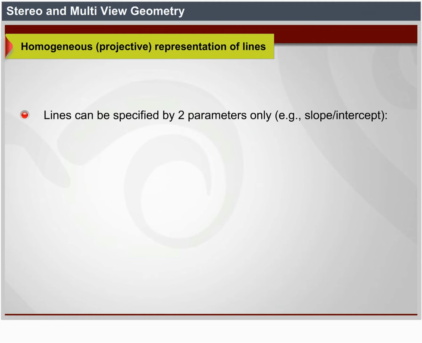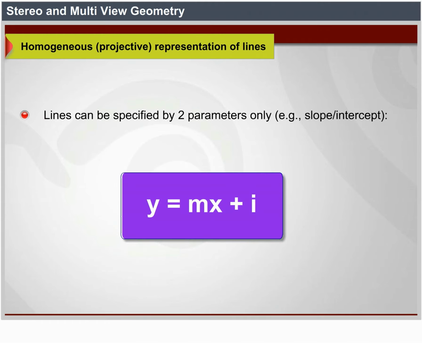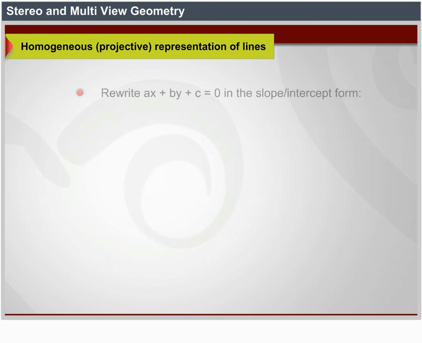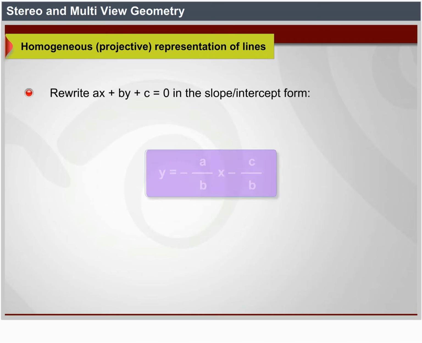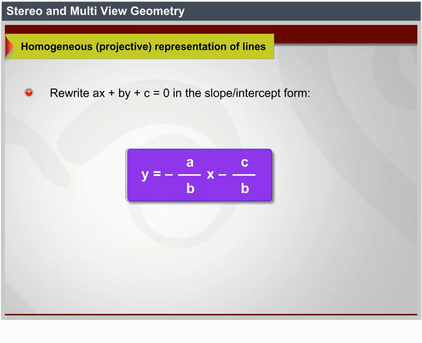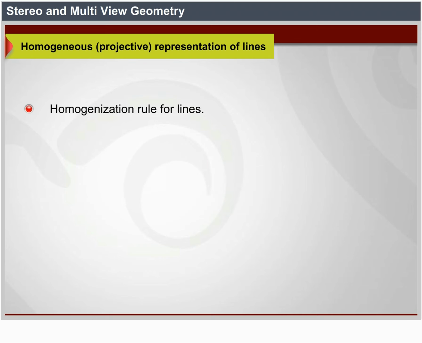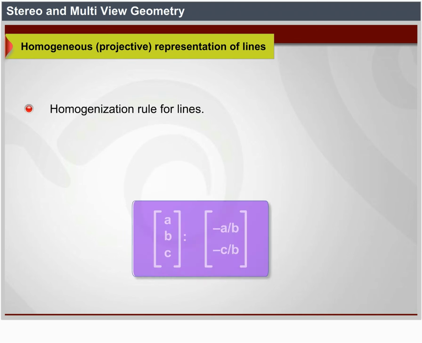Lines can be specified by two parameters only, that is, slope and intercept: y = mx + i. Rewrite ax + by + c = 0 in the slope-intercept form: y = -(a/b)x - (c/b). Homogenization rule for lines: (a, b, c) goes to (-a/b, -c/b).